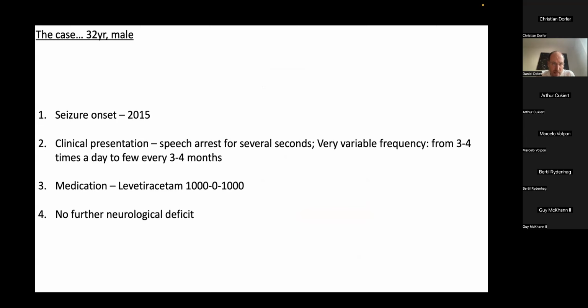It was a young male patient, 32 years old. Seizure onset was in 2015. The clinical presentation, the semiology, was speech arrest for several seconds. It was very difficult to find out the frequency of the seizures. It could be a series of many speech arrests in a few seconds every day. But then he would go 3, 4, 5 months without any seizures at all. He was put on medication, levetiracetam, 1 gram, and he showed no further neurological deficit.